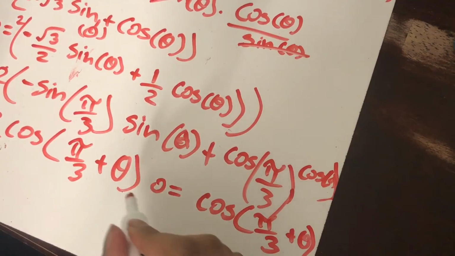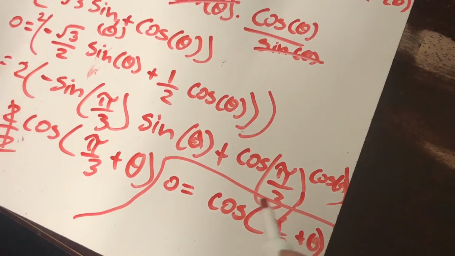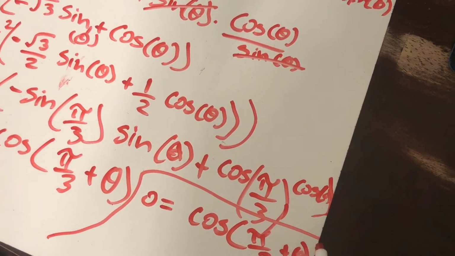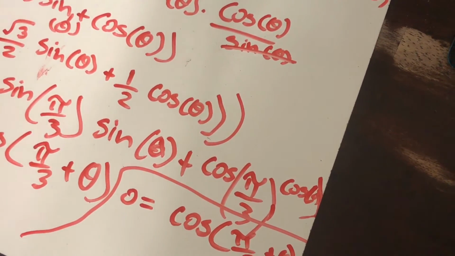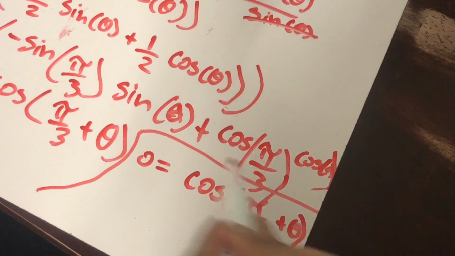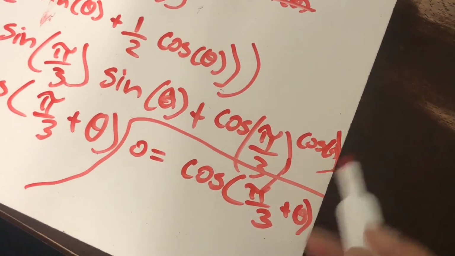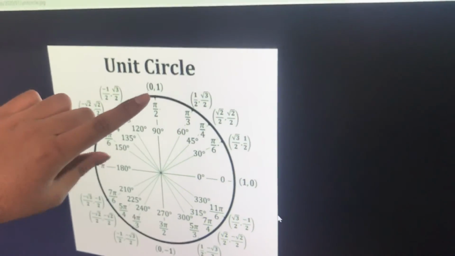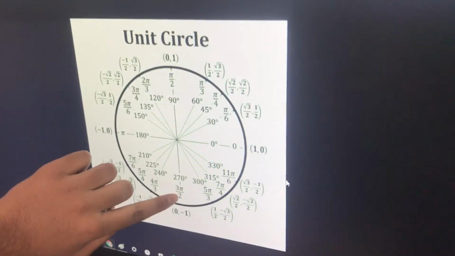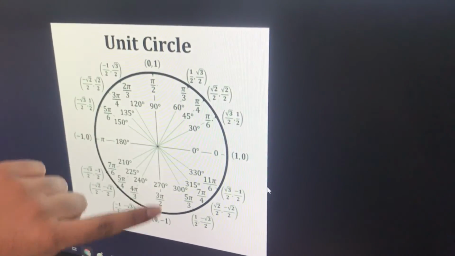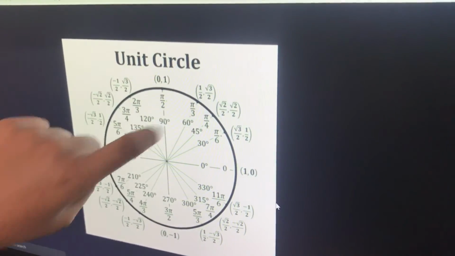So now what we're trying to figure out is the cosine of what value we can add to pi over 3 that will turn the cosine of that value to 0. When we go to the unit circle, we can see cosine is the x value. It's going to be 0 at pi over 2 and 3 pi over 2. To get that, we're going to need to add something to pi over 3.